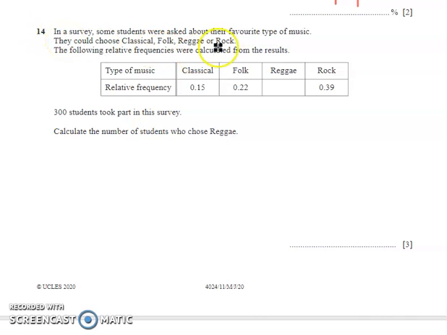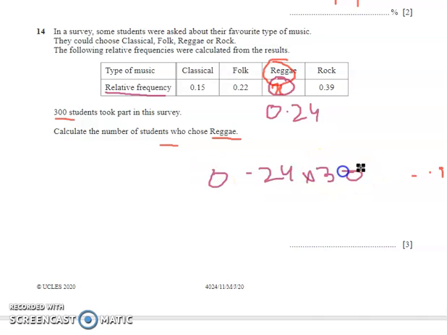In a survey, some students were asked about their favorite type of music. They could choose classical, folk, reggae or rock. The following relative frequencies were calculated from the result. 300 students took part. Calculate the number of students who chose reggae. Alright, so the total relative frequency should be a 1. So what will be the for reggae? Let's find that out. We will add all the others and we will subtract it from 1. Okay, that is 0.24. And then simple, we will just multiply 0.24 with 300 so that we can find out the actual number of students who chose reggae. And that's 72.